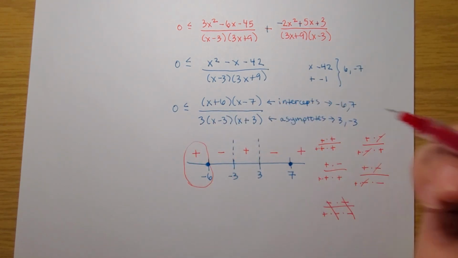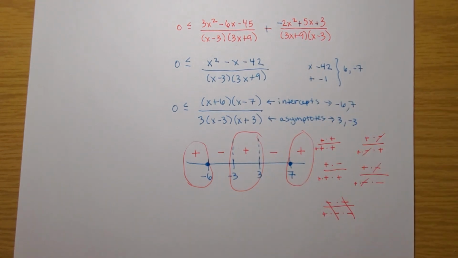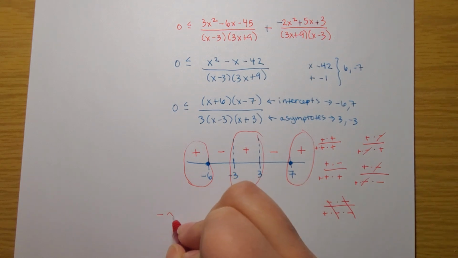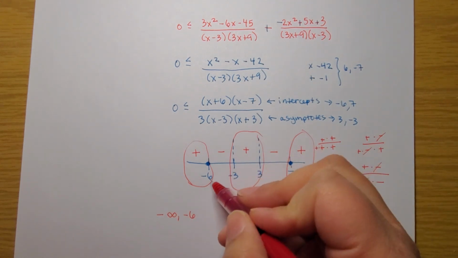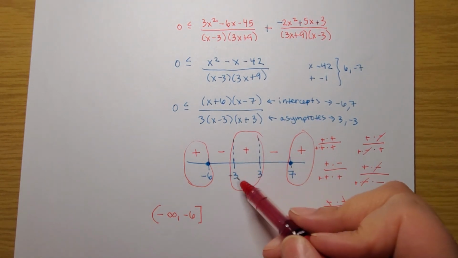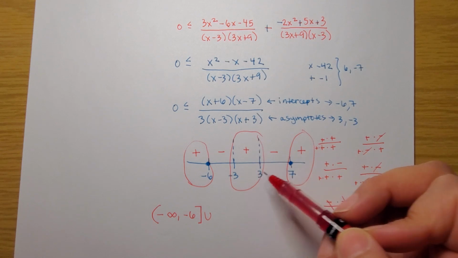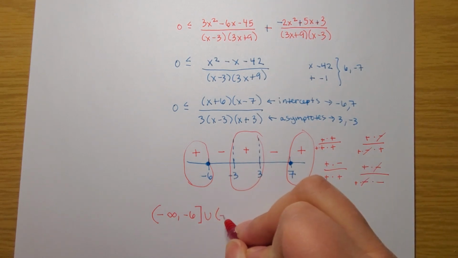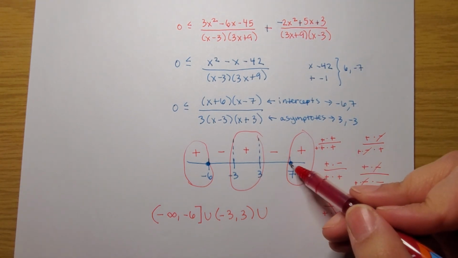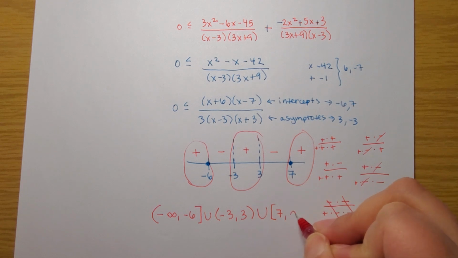So I'm interested in this piece, and this piece. So we have negative 6, so I'm looking for negative infinity up until and including negative 6 because of the or equals. Between the 3 and negative 3, but because we had our asymptotes there, it doesn't exist there. So we're going to have negative 3 to 3. And then from 7 off to infinity, and because 7 was an intercept, we're going to include that.